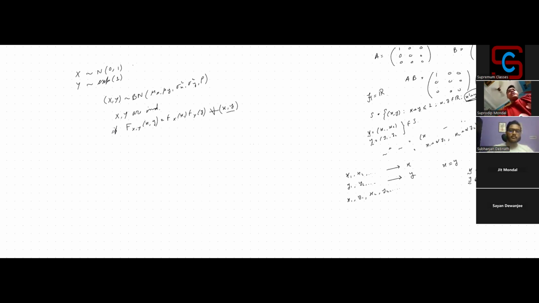Yes, this is a necessary condition. If this holds, then x and y will be independent, and this should be if and only if. And you are telling that covariance zero implies x and y are independent, taking the example of bivariate normal. Is there any other distribution for which you can claim this?